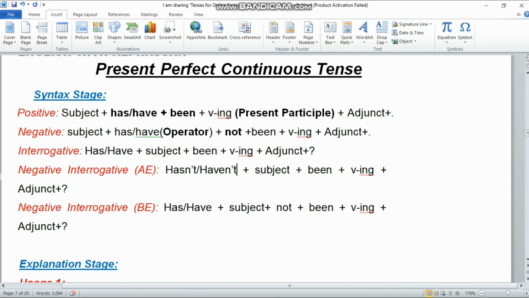And as far as British English is concerned, that's the formal dialect of English grammar. They always prefer using full forms, where the negative adverb is written right after the subject. I have been playing cricket. I have not been playing cricket. Have I been playing cricket? Have I not been playing cricket? Haven't I been playing cricket? These are some examples according to the syntax stage that we have discussed so far.